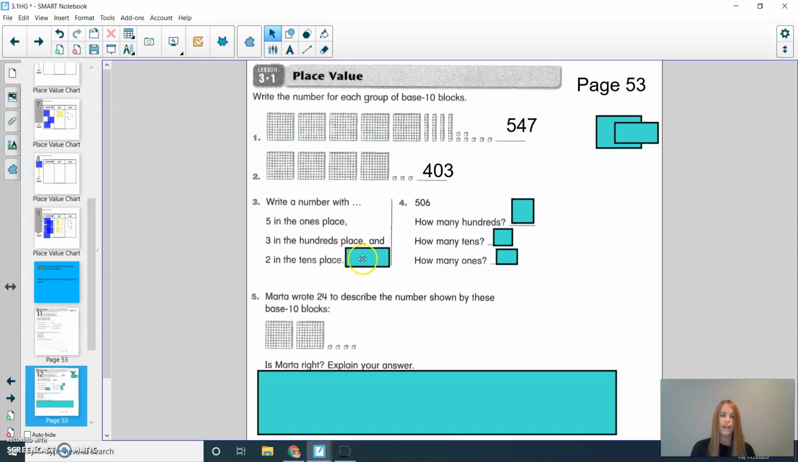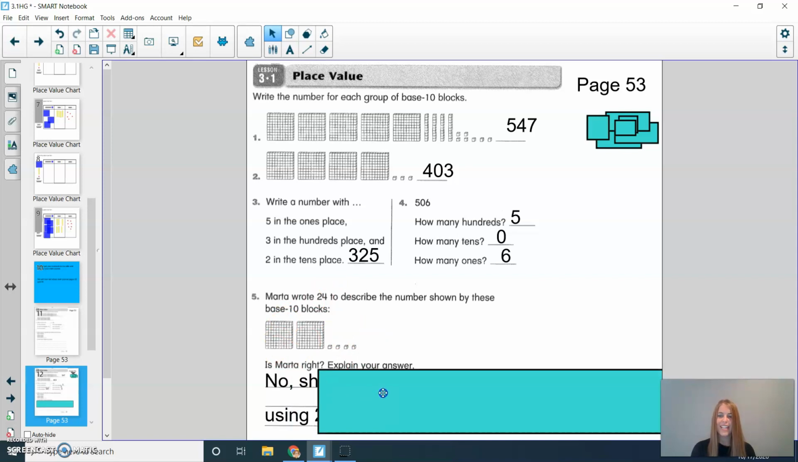For question 3, write a number with a 5 in the ones place, a 3 in the hundreds place, and a 2 in the tens place. So you should have the number 325. In the number 506, I know that I have 5 hundreds, I have 0 in my tens, and I have 6 ones. And then looking at question number 5, Marta wrote 24 to describe the number shown below. Is she right? You should have said no.